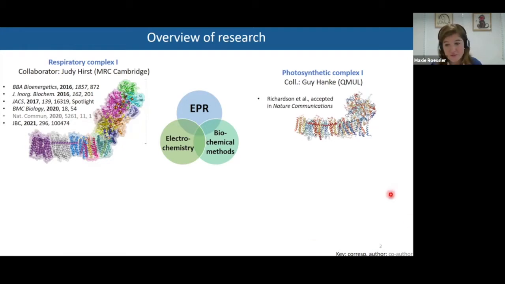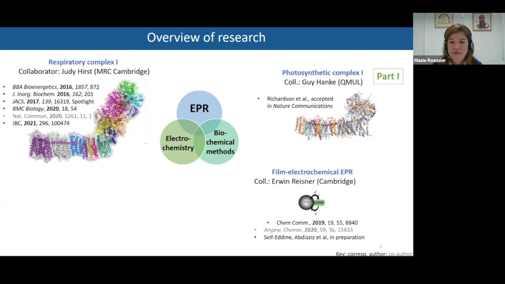So in the first part of my talk, I'd like to talk about the work that we've been doing with Guy Hanke at Queen Mary University on the photosynthetic complex 1. And indeed, this builds on a lot of the methodology that we have developed for the respiratory homologue, which is much better understood. And in the second part of my talk, I'd like to talk about some method development that we've been doing in the group to advance ultimately our understanding of these redox based catalysis, especially in biology, although I think it is more generally applicable as well.